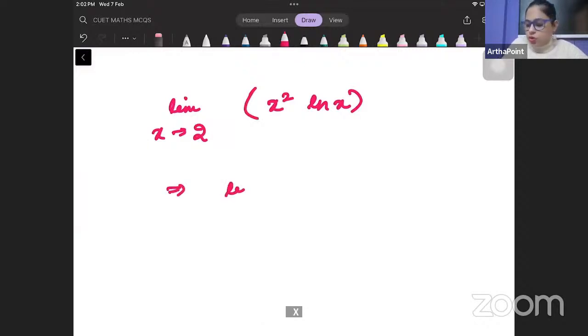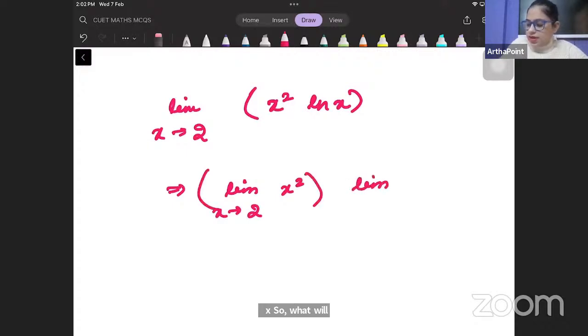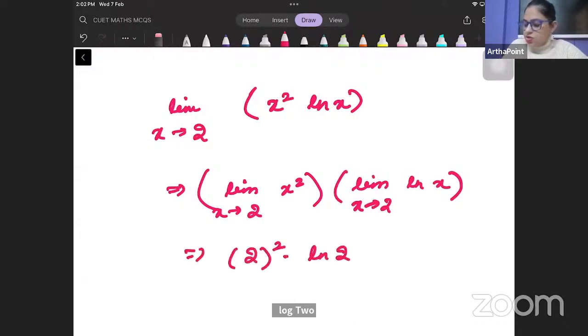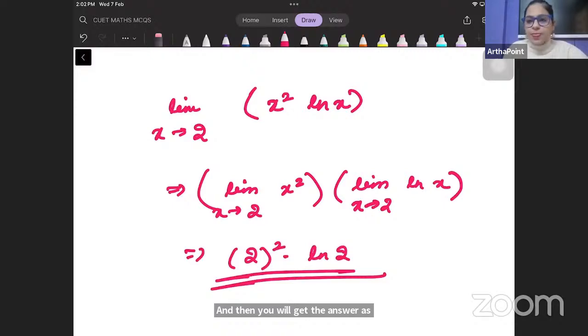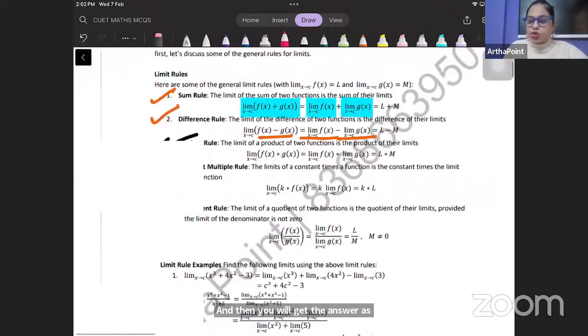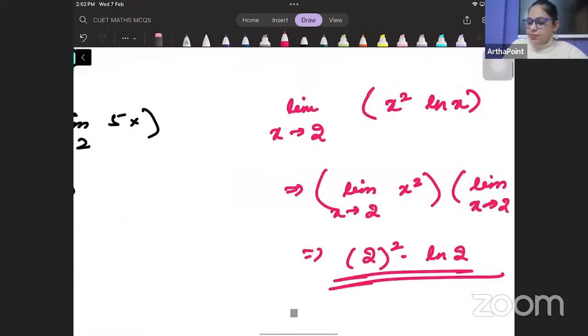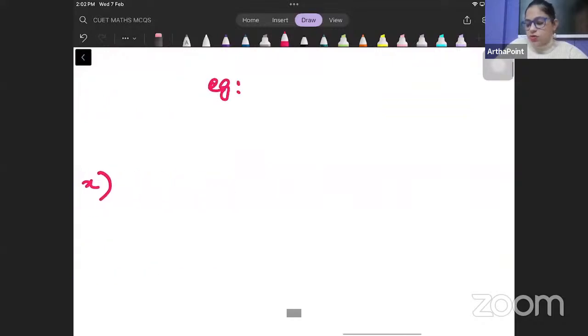So what will you do? You will apply it to x square. You will apply it to log 2, and then you will get the answer as 2 square ln 2. That's it, this is the answer, right? So you can apply it to your product. You can apply it to any constant multiplication. So for example, if I tell you find the limit as x tends to 4 of 4x.